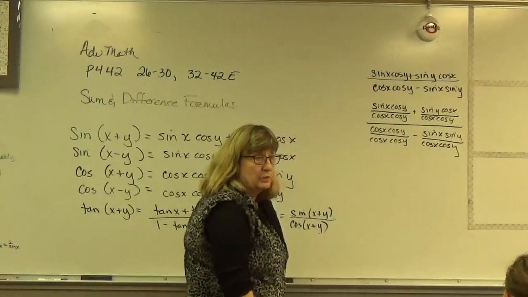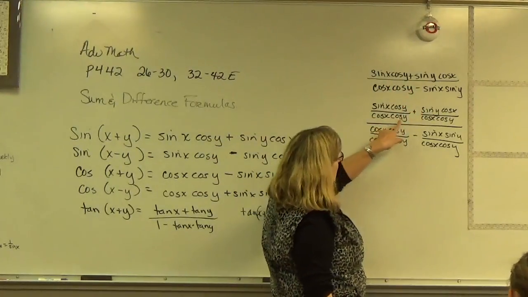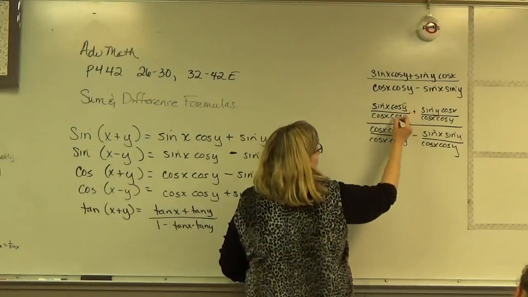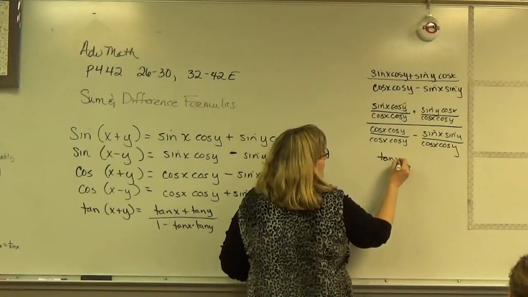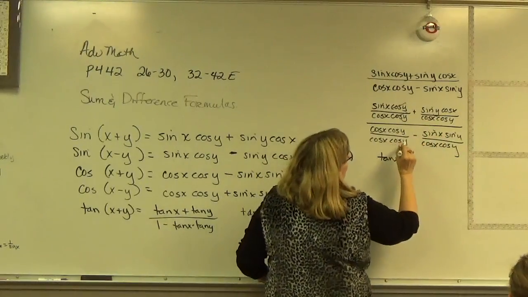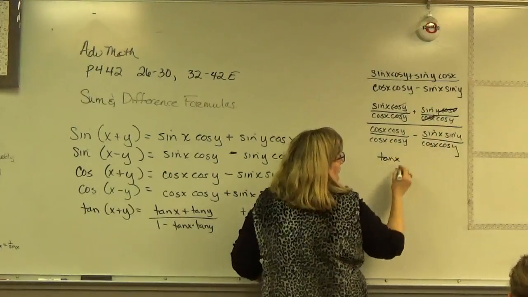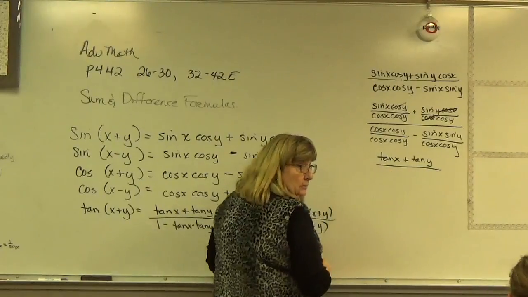Now, it's a lot of writing, but did you guys follow what I did? Yeah. I divided each term by cosine of x, cosine of y. Now, what happens here? Doesn't the cosine of y cancel? And what do I have? Tangent of x. What happens on this one? Cosines cancel. The cosine of x cancels, and I've got sine of y over cosine of y, which is tangent of y. See, it's a different angle.